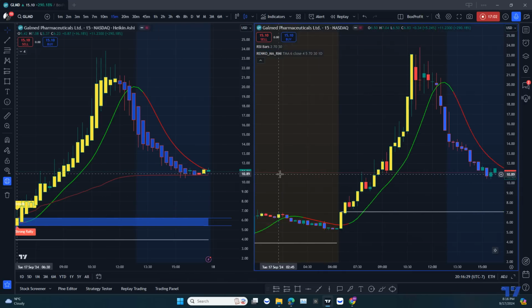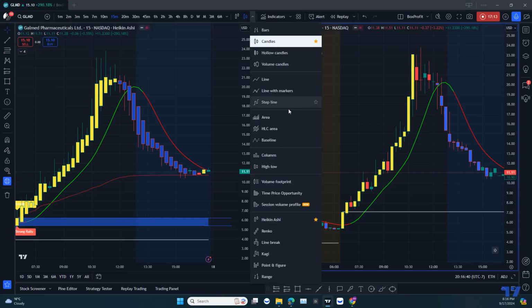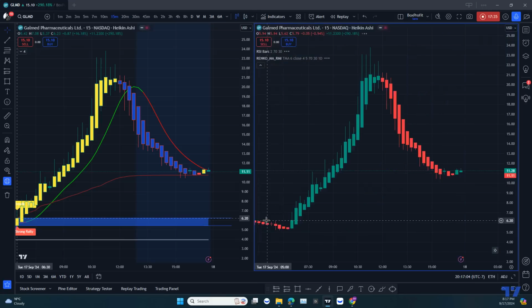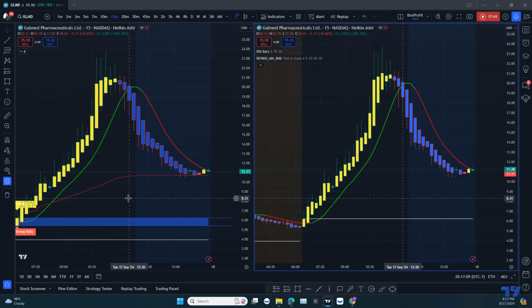The next thing that we want to do is click on this chart type, or bar style, at the top of your screen right here. In the bar style, go down the list and look for Heiken Ashi. In my case, I have it as my favorite. You can click on that star, and that will add it to your favorites. And then click on Heiken Ashi itself to apply that to the chart. Let's apply it. Boom. Now the right hand side is looking pretty much like the left hand side.